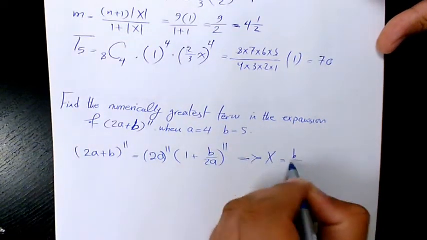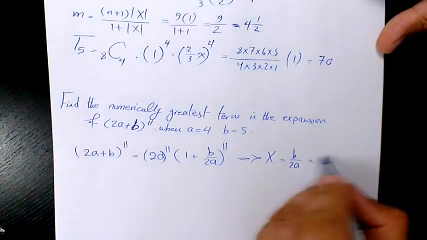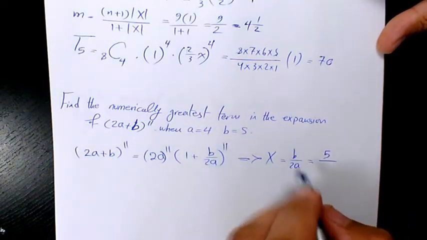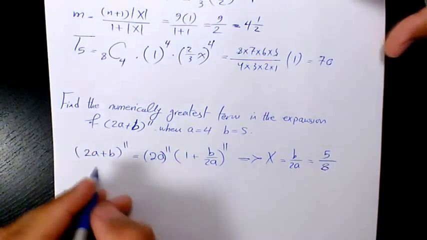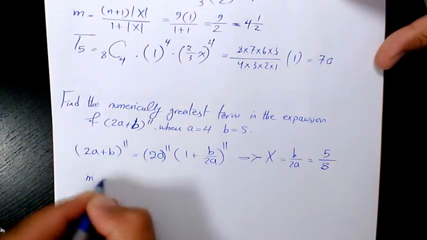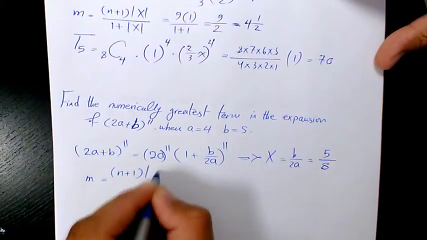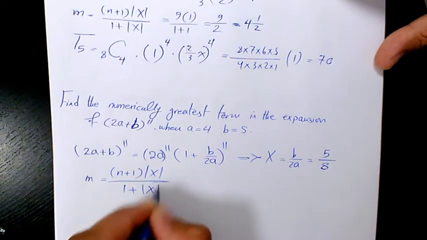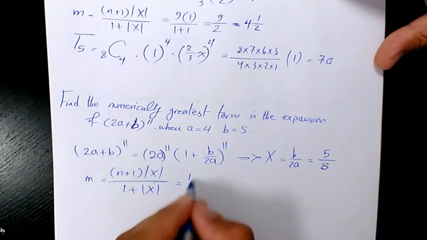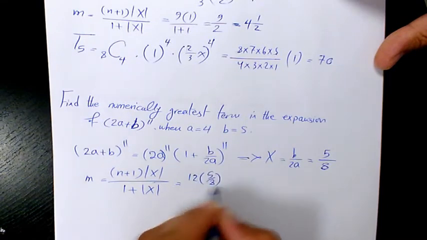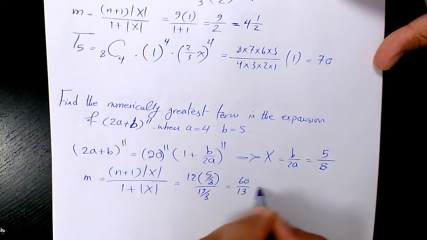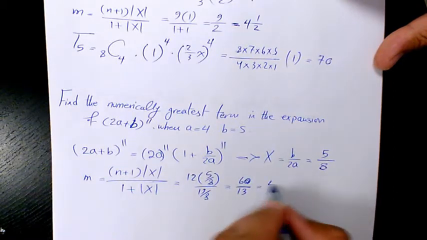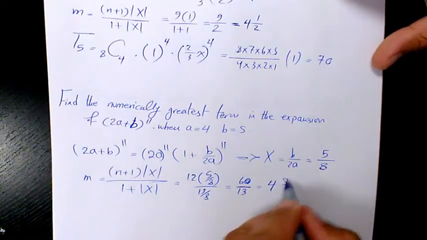So x is b over 2a. That's 5 over 2a, which is going to be 8. And then we can say m equals (n plus 1)|x| over 1 plus the absolute function of x. So that's 11 plus 1, 12, times 5 over 8. And here you have 1 plus 5 over 8 is going to be 13 over 8. So that's 60 over 13. 60 over 13 is going to be 4.8 over 13.